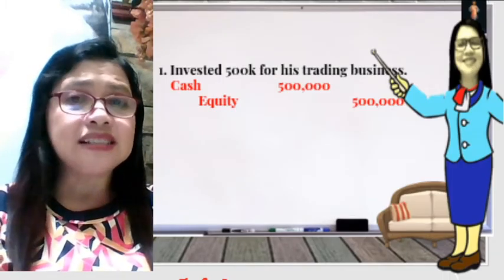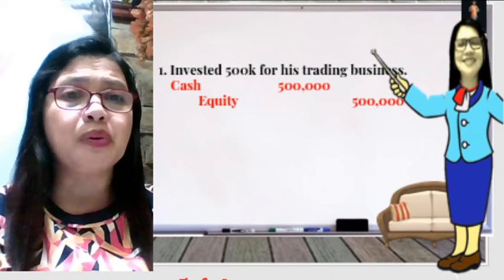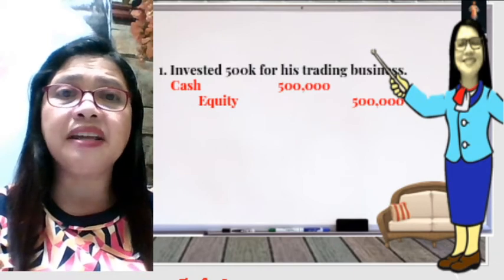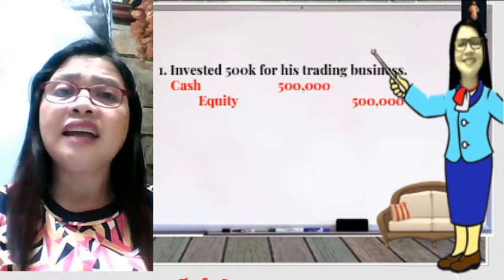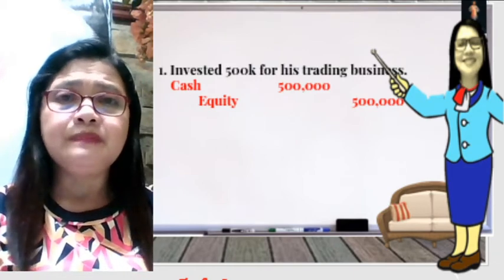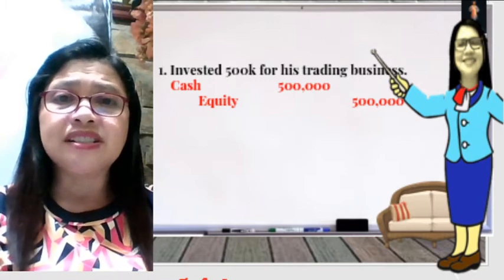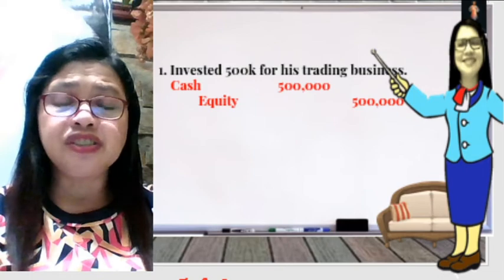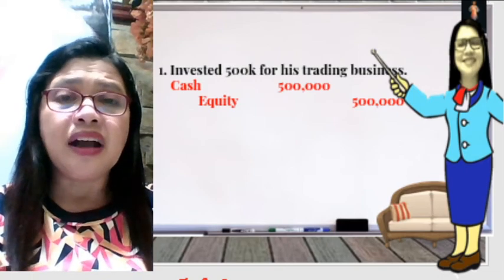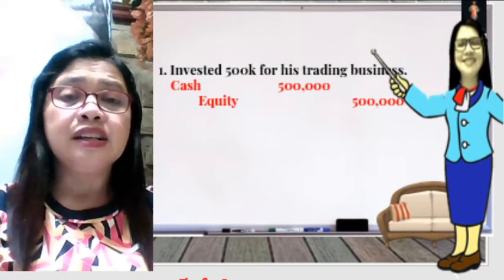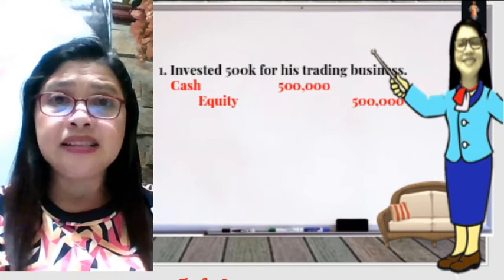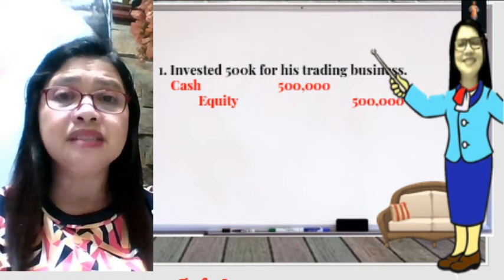Okay, we will discuss it one by one. Transaction number 1 says invested 500,000 for his trading business. So this is an investment transaction. During an investment transaction, you debit the cash here because it was a cash investment. Your asset account was increased due to the cash investment of 500,000. And take note, asset has a normal debit balance.